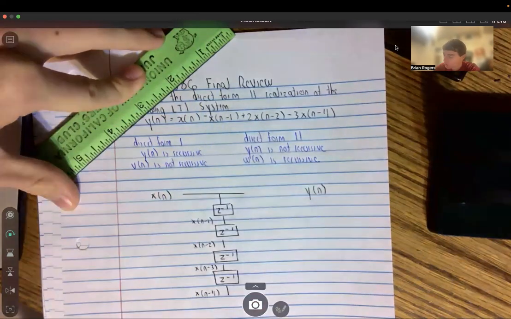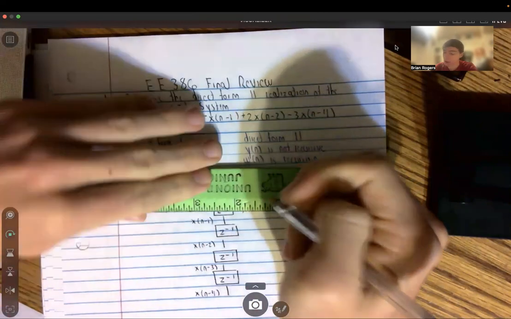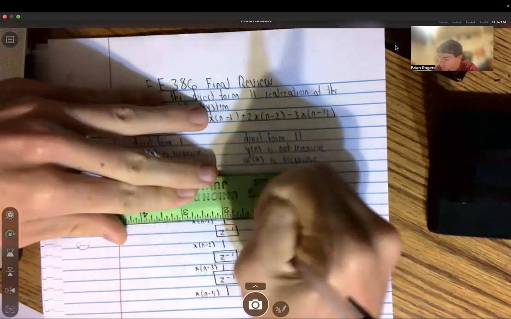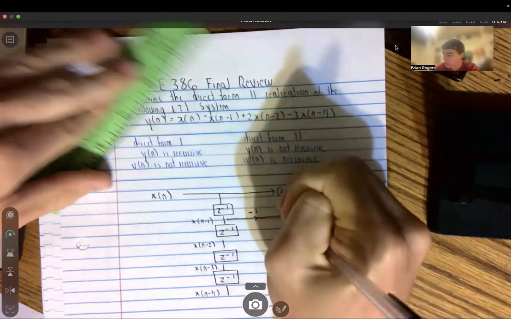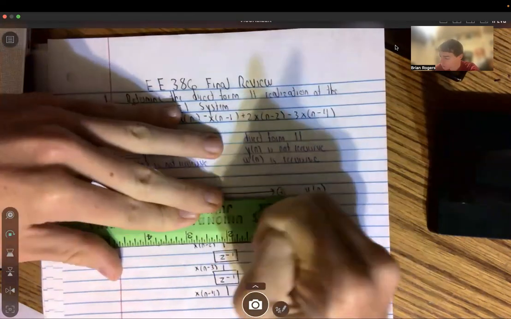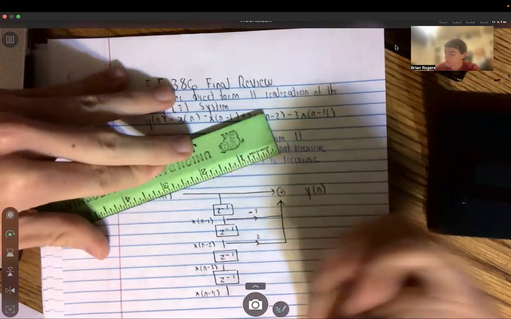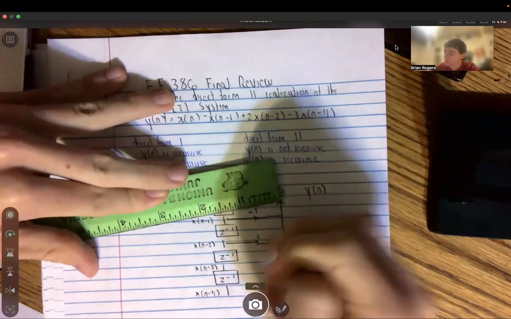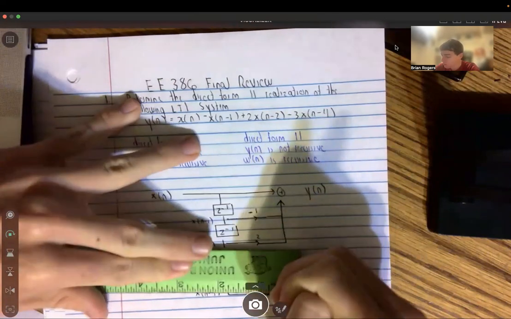Okay? And so we're going to have our x of n added right here. Then our x of n minus 1, we're going to have a subtraction block. So you're going to see this, we're going to multiply by negative 1 here, so it becomes minus x of n minus 1. Then here we're going to multiply by 2, so it'd be 2x of n minus 2. And then here, notice there's no x of n minus 3, but there's a minus 3x of n minus 4.